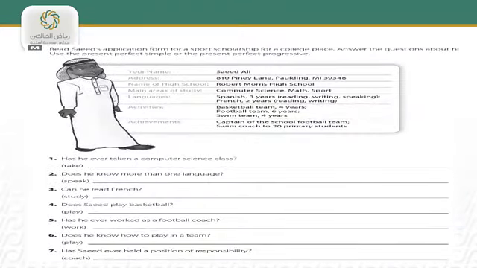Let's take some exercises that may help us understand more. Read Saeed's application form for a sport scholarship for a college place. Answer the questions about him. Use the present perfect simple or the present perfect progressive.